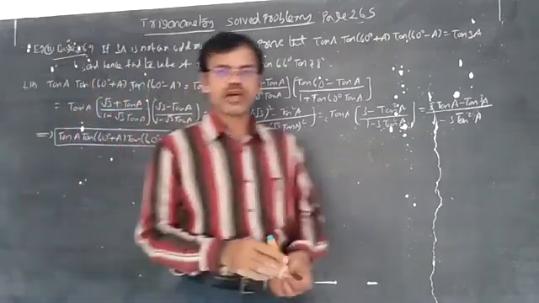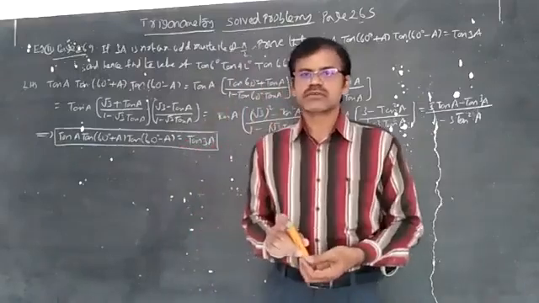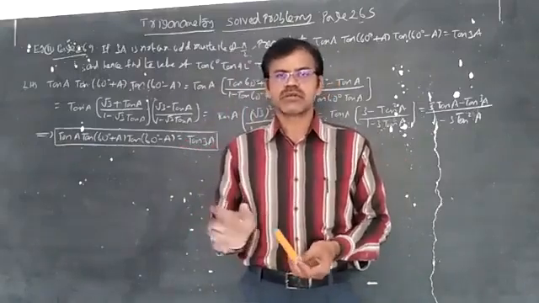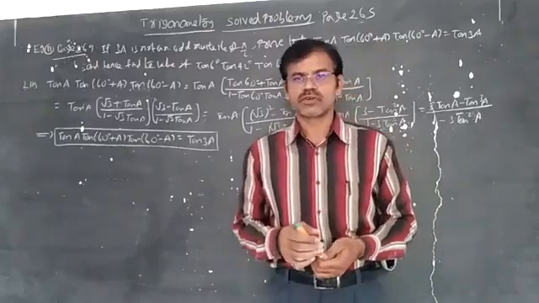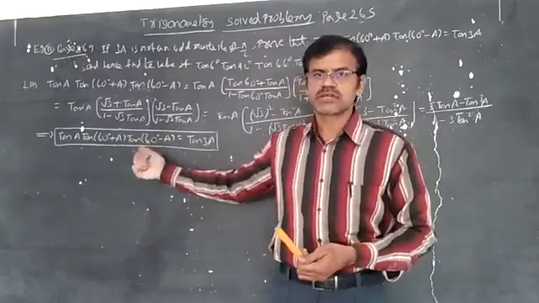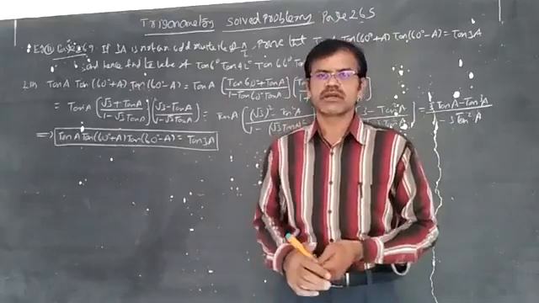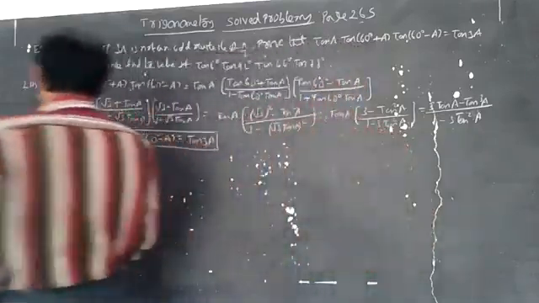These are all formulas for objective. Sin a into sin 60 plus a into sin 60 minus a is equal to 1 by 4 sin 3a. Cos a into cos 60 plus a into cos 60 minus a is equal to 1 by 4 cos 3a. Tan a into tan 60 plus a into tan 60 minus a is equal to simply tan 3a, not 1 by 4. Remember as formula.